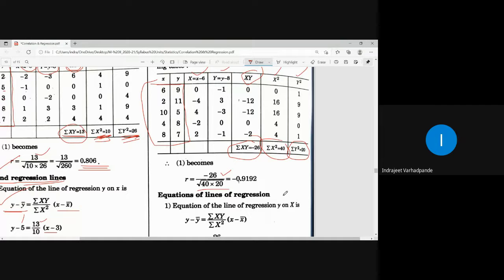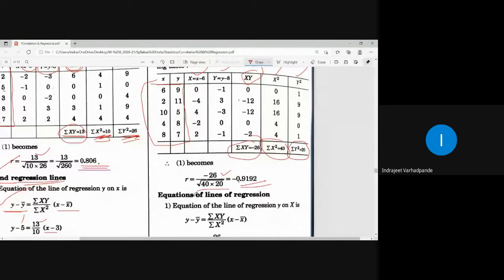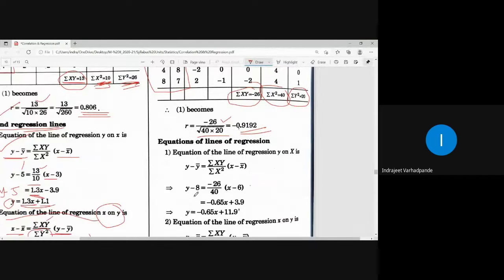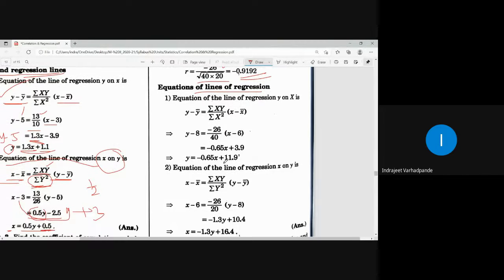Value for R coming out as minus 0.9192. So it lies on the negative side, and I can say that there is a negative correlation. The other expected part is to find out equation of lines of regression. So what are the formulae? What is the formula for the calculation of lines of regression?